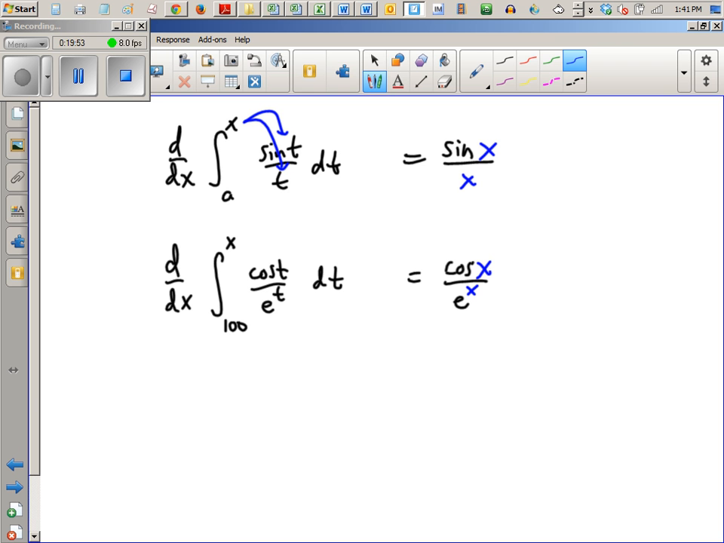Does x have to be bigger than the constant? No. X does not have to be bigger than the constant. Good question. But the x has to be at the top. Let's try this one. What would you do if you saw this, and for some reason x was at the bottom, and let's say there's an e up here? Well, switch them and then negate.